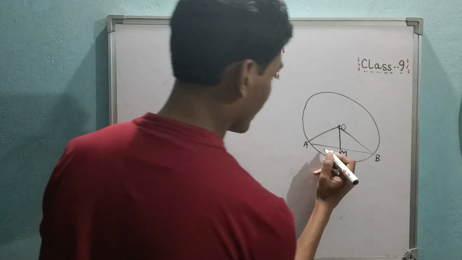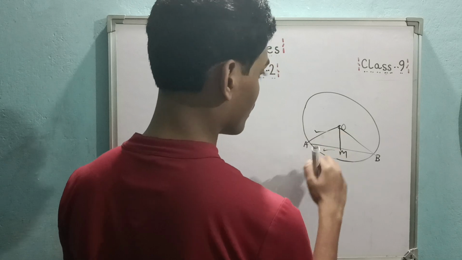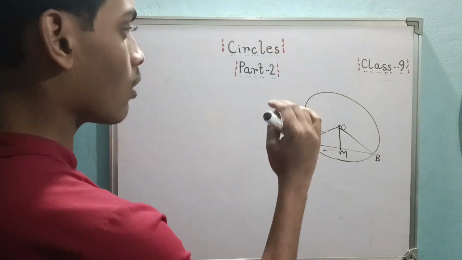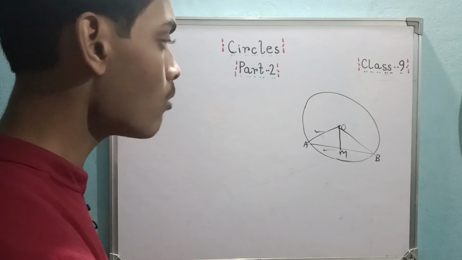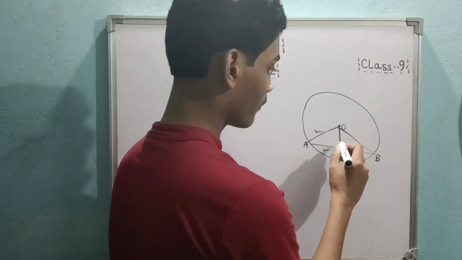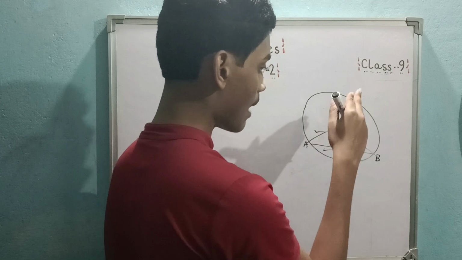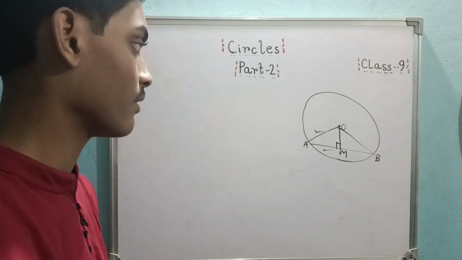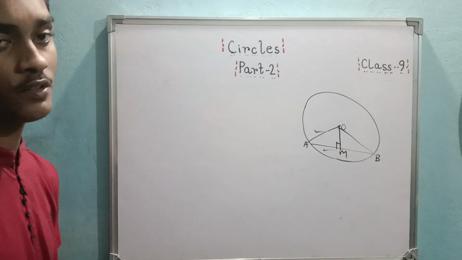So if you have AM and if you have the radius, then you can find the distance of the chord from the center of the circle. How? This is the Pythagoras theorem. Suppose this is the right angle here. Hypotenuse square equals base square plus height square. So you can find it like that. That's what we learned in the previous video.